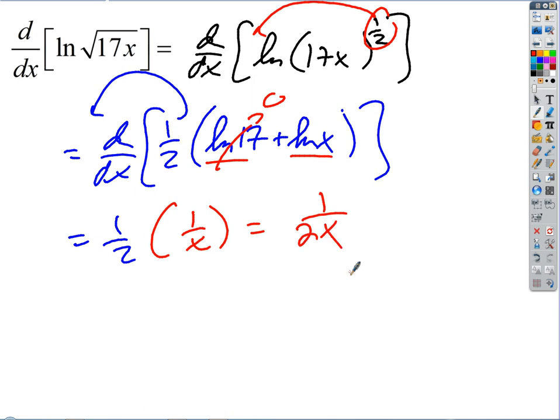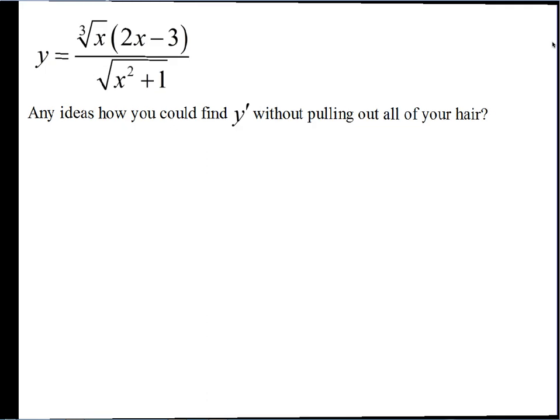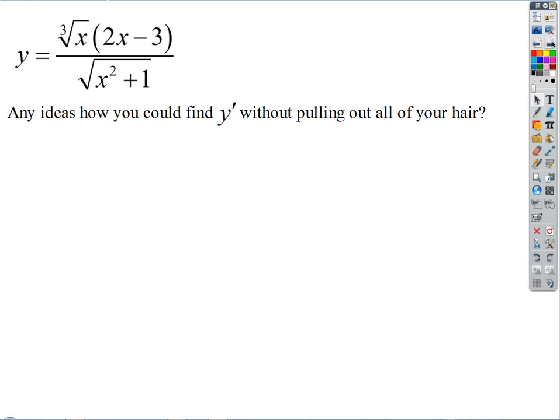Okay, I want to get you down to the lab. Real quick though, before we go, I want you to think about something like this. This is a topic for next time, but any ideas? There are no natural logs in that. Any ideas how we could figure out how to differentiate that without driving ourselves nuts?